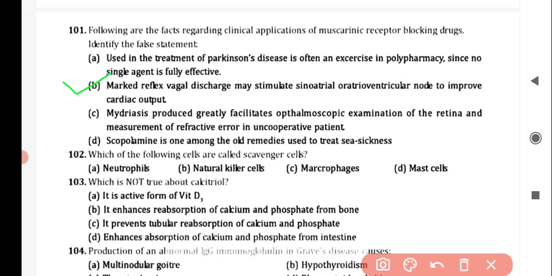Next question is, which of the following cells are called scavenger cells? And the correct answer is option C, macrophages. Next question is, which is not true about calcitriol? And the correct answer is option C, it prevents tubular reabsorption of calcium and phosphate.